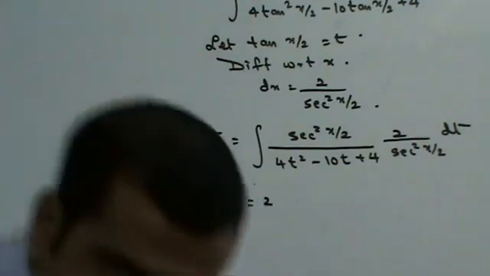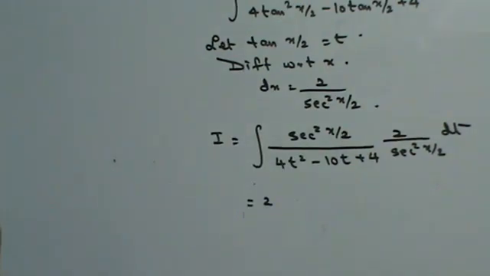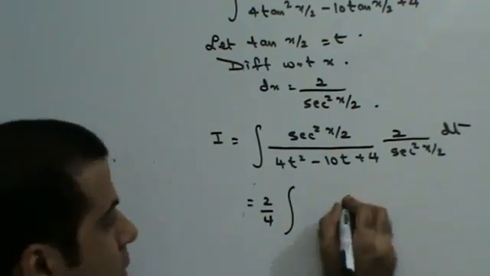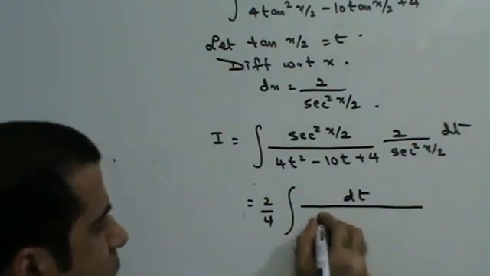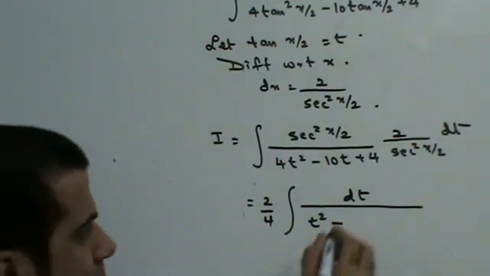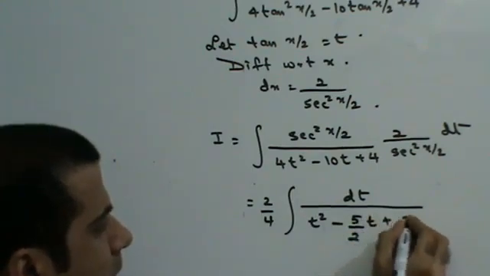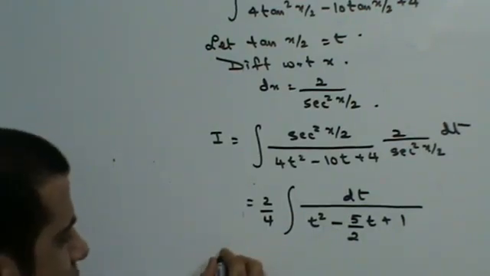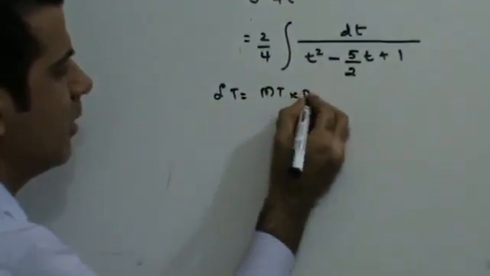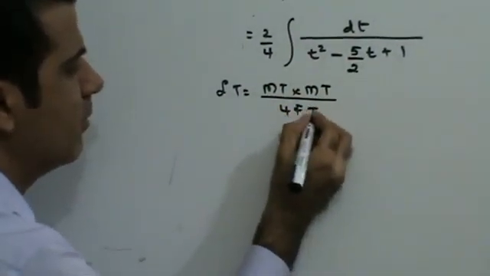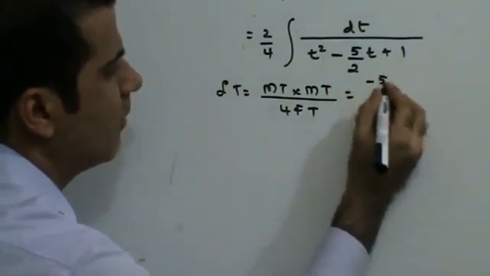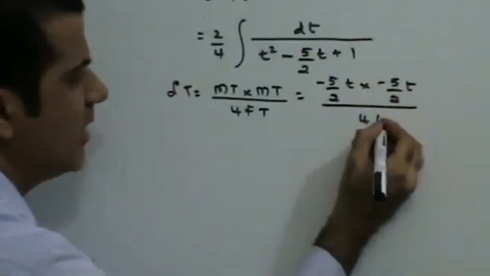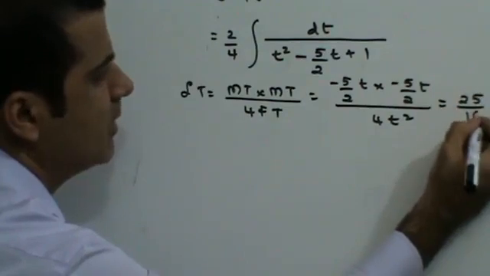The denominator is a quadratic. Quadratic means the coefficient of the square term should be equal to 1, for which I am going to take 4 common out of the denominator. So this can be written as dt upon t square minus 10 upon 4, which is 5 upon 2, t plus 1. In order to make this a perfect square, you need to find the last term. Last term is middle term into middle term upon 4 times first term. So this is minus 5 upon 2 t into minus 5 upon 2 t upon 4 times t square. This is 25 upon 16.